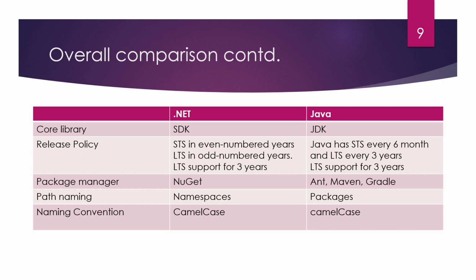Both .NET and Java have short-term support releases and long-term support releases. For .NET, they release a short-term support version every 2 years in even numbered years, and long-term support versions in odd numbered years. For Java, they release the short-term support versions every 6 months, and the long-term support every 3 years. Both of these platforms support their long-term support versions for 3 years.